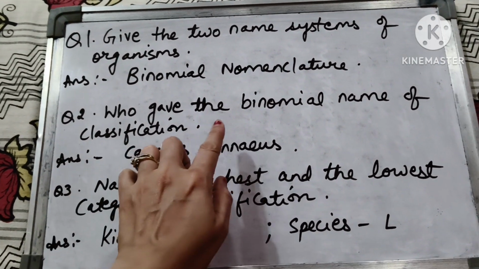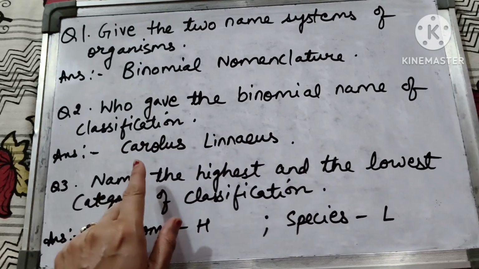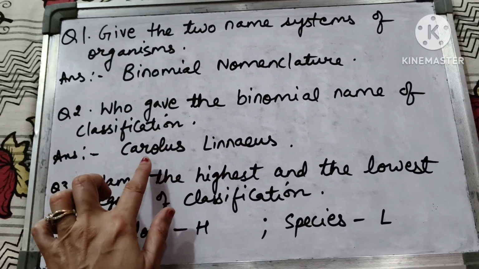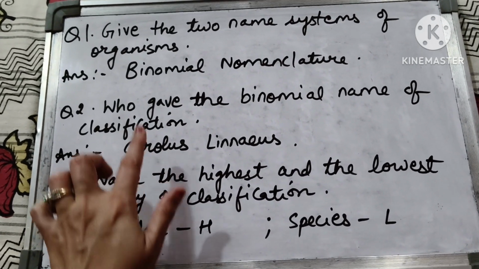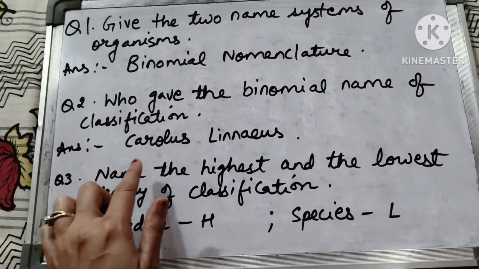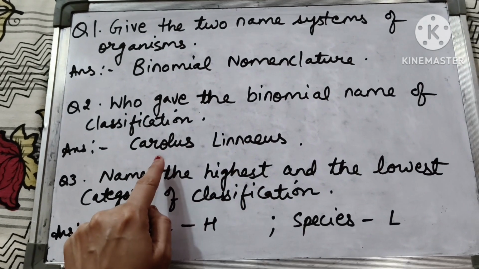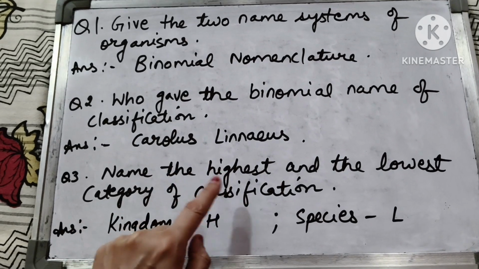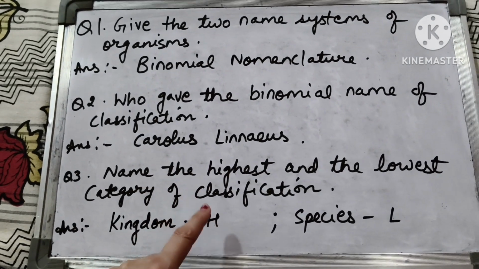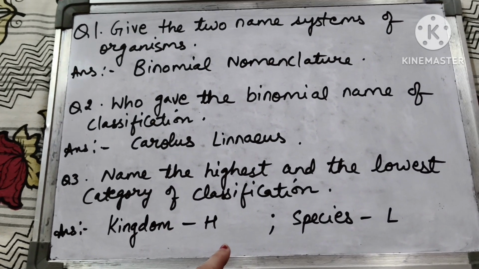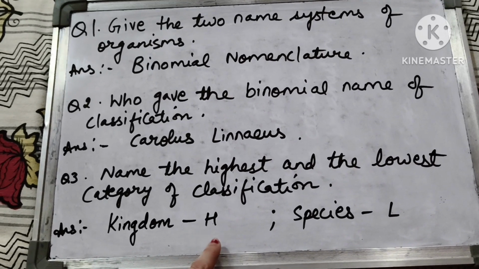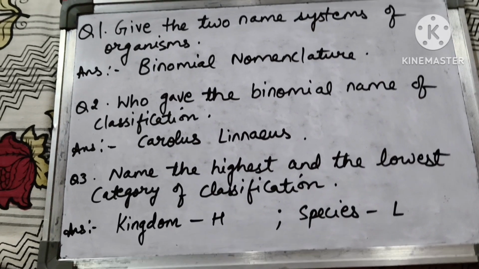Who gave the binomial name of classification? So the name of this scientist is often asked in the exam, that who gave this binomial system of nomenclature? Answer is Carolus Linnaeus. Don't forget to remember the spelling of this name. Name the highest and the lowest category of classification. As we have studied earlier, that kingdom is the highest category and the species is the lowest category.